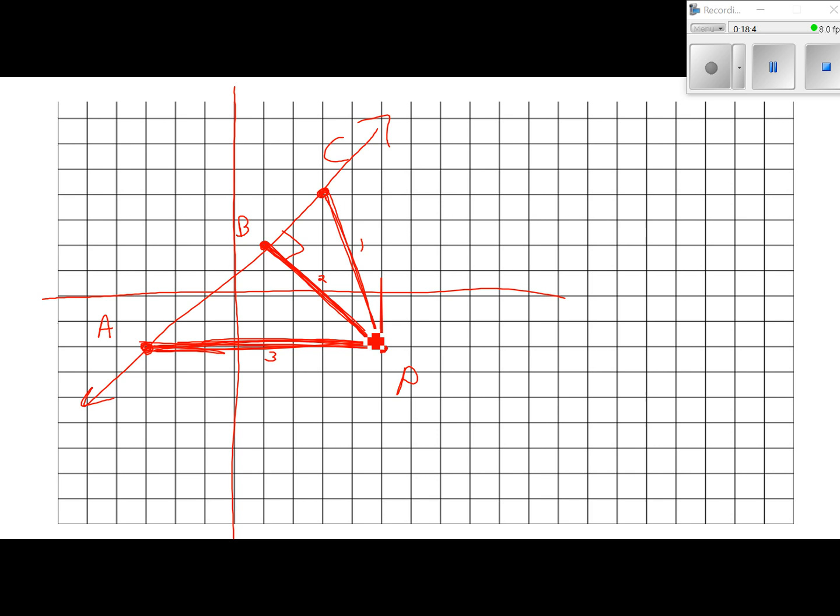Well, if that's our distance, how are we going to find the distance from point P to that point B right there? What formula are we going to use? We're going to use the distance formula.